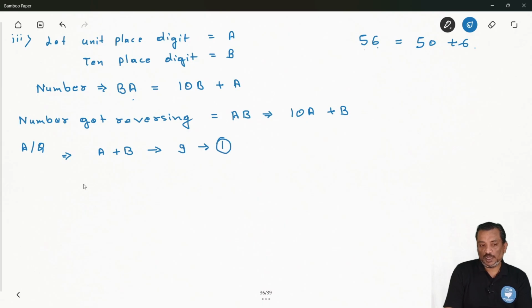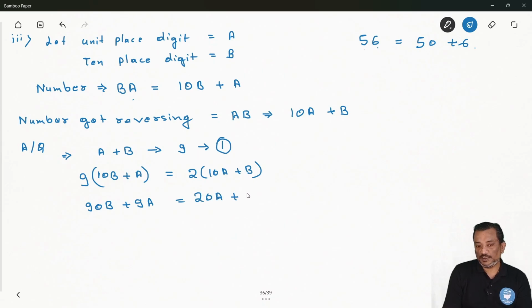So this is your first equation. Now it says we reverse both. The original number is 9 times that one, so 10b plus a. Okay, whole 9 times is twice of the number after reversing, so 10a plus b. Let's solve this, so you will get 90b plus 9a is equal to 20a plus 2b. Now you can bring all the variables to one side, so 90b minus 2b plus 9a minus 20a equals 0, so you will get 88b minus 11a is equal to 0.